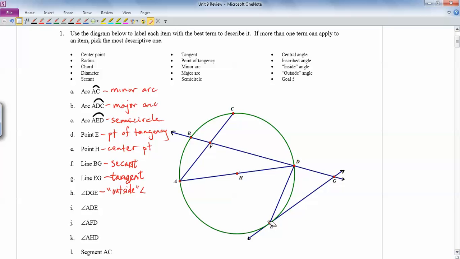Angle ADE. Let's see, here's A to D to E. So that angle, the corner is right on the circle, so that's an inscribed angle. And that is a normal term for it. AFD, that's right here. Well, that one, the corner is inside the circle, but not at the center. So that one we've been calling inside angle. And AHD, that's this angle right here. Well, you know, it's 180 degrees, it's a straight angle, but the vertex of it is at the center of the circle, so it's a central angle.